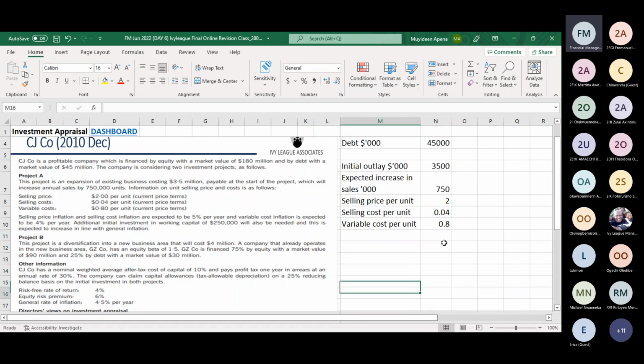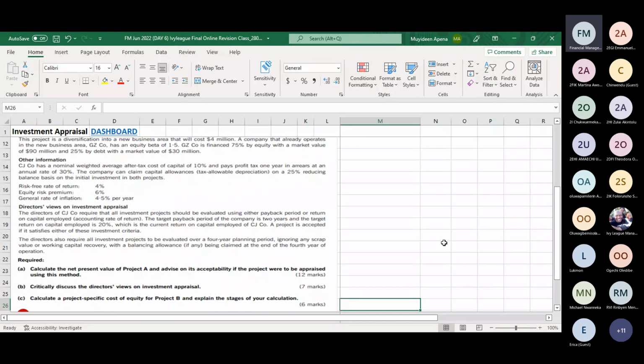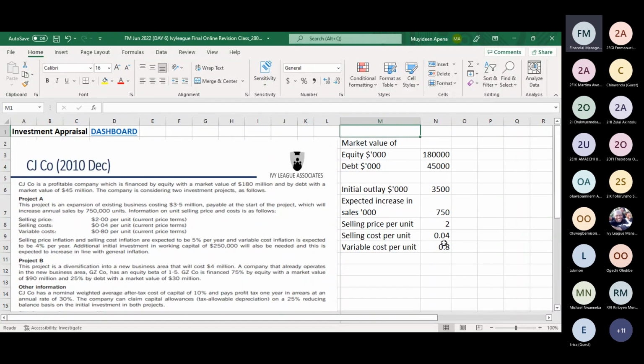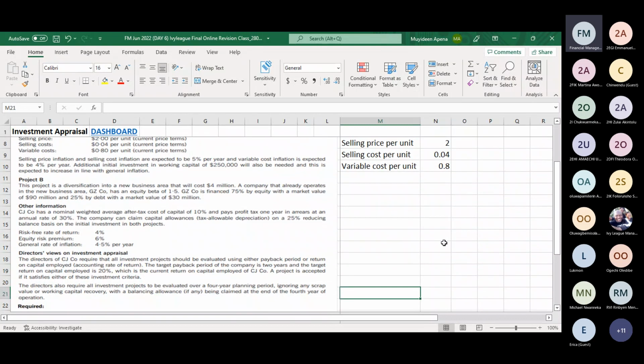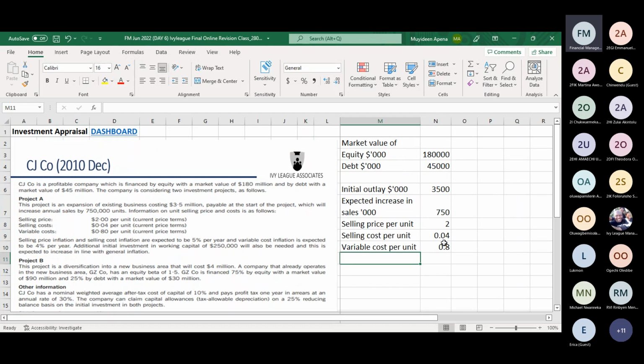Remember in this question, the examiner didn't say work in nominal or work in real, isn't it? But he has provided you information on inflation, so he's expecting you to automatically work in nominal. If you read the question to the end, I'm sure we would have information as regards the discount rates given to us. But let's note the information given to us. Selling price inflation and selling cost inflation are expected to be 5% per year, and variable cost inflation is expected to be 4% per year.